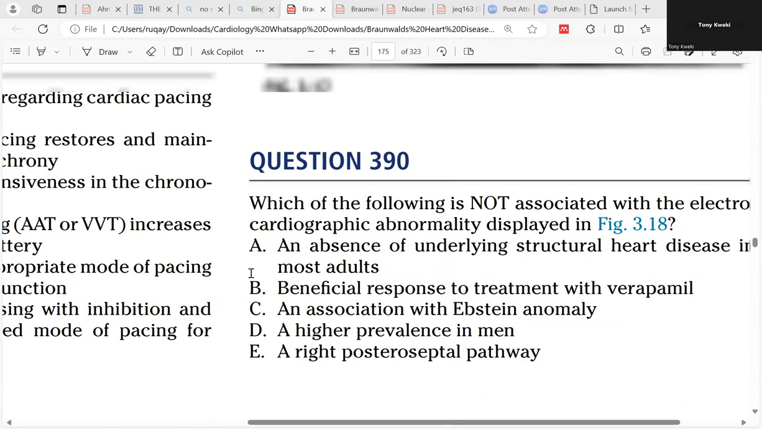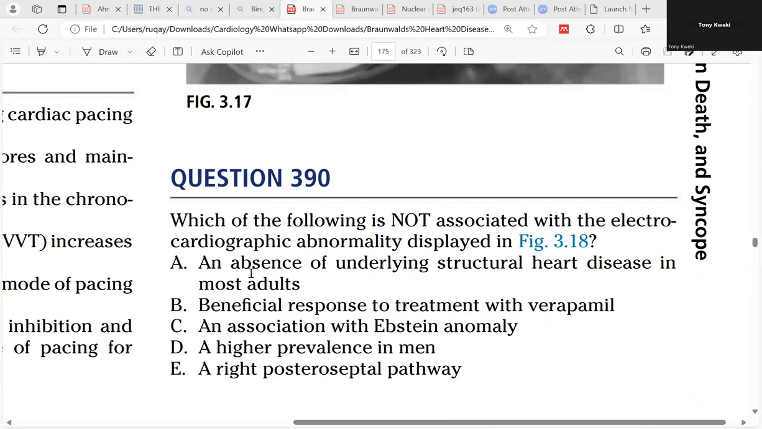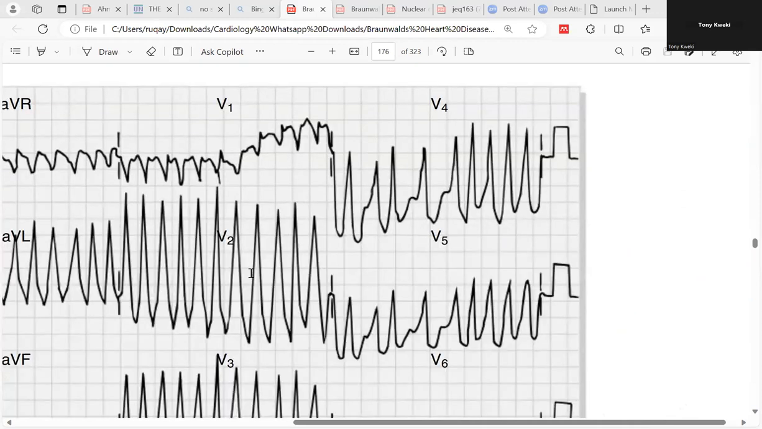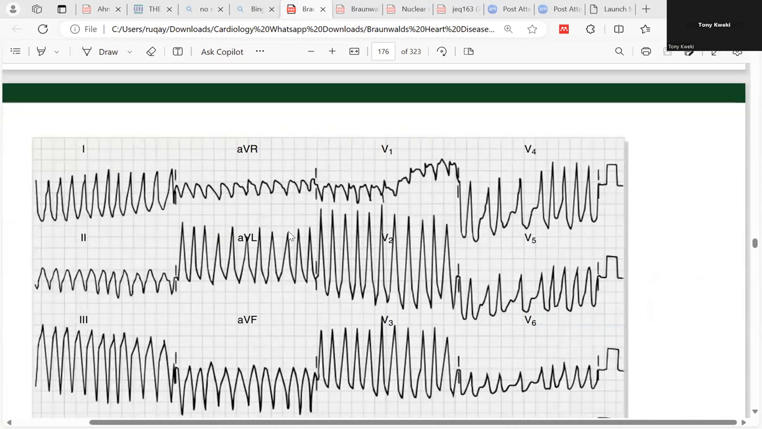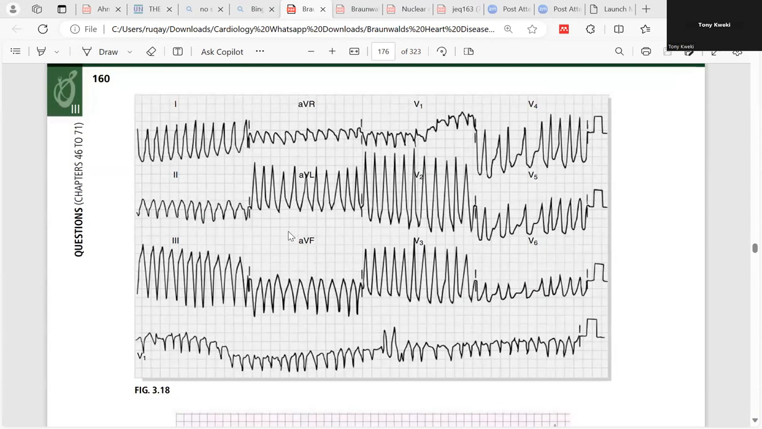So moving on to the last question. Question 390, which of the following is not associated with the ECG abnormality displayed in figure 3.18. So going to figure 3.18. So we see a full 12 lead ECG with V1 as the rhythm strip. Of course, at first glance, we see wide complexes that are not of the same size or morphology throughout. We also see some irregularity.